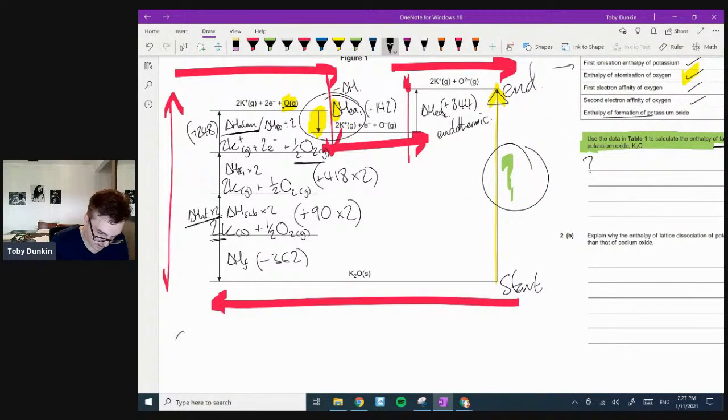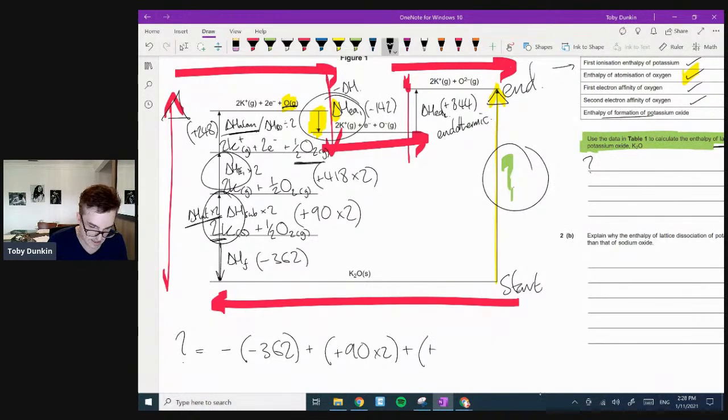So the question mark equals: start at the same point, start down here. I'm moving in this direction and it's doing the opposite, so this is going to be minus, that means going against me, minus 362, close brackets. This one's with me, plus brackets, plus 90 times 2, close brackets. This one's with me, plus brackets, plus 418 times by 2, close brackets. This one's with me, plus brackets, 2 plus 248, close brackets.